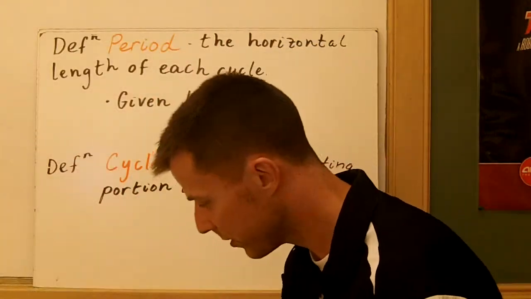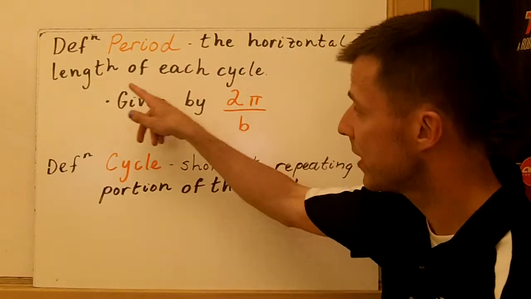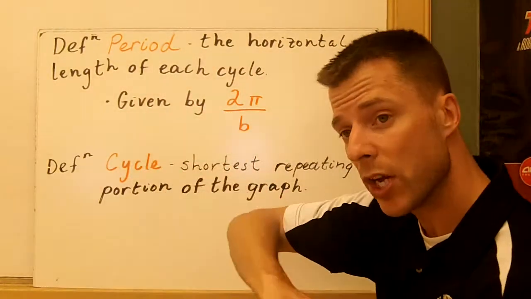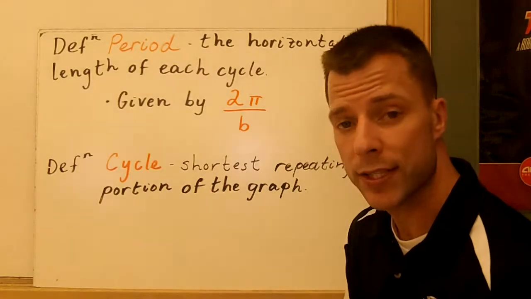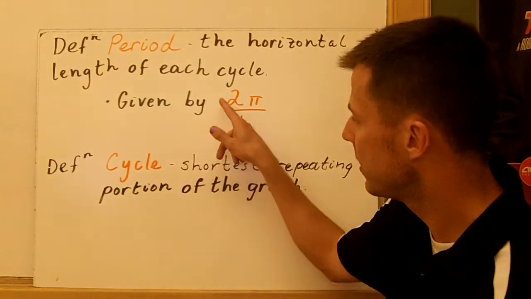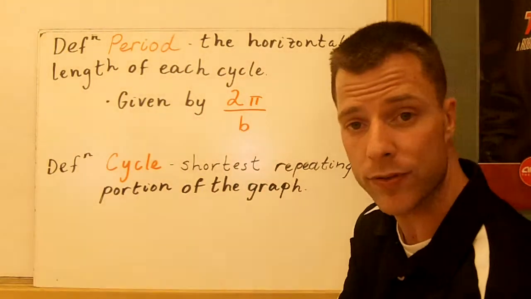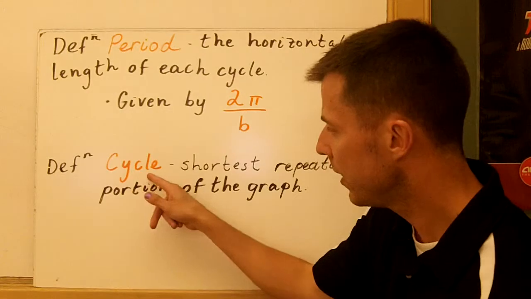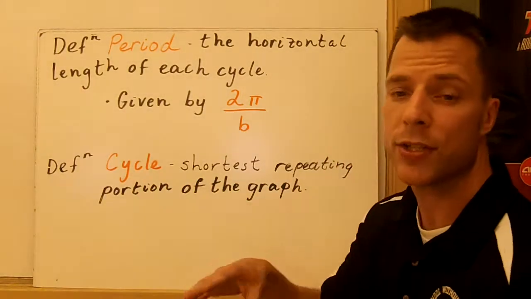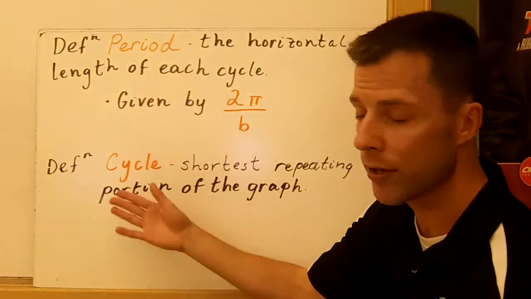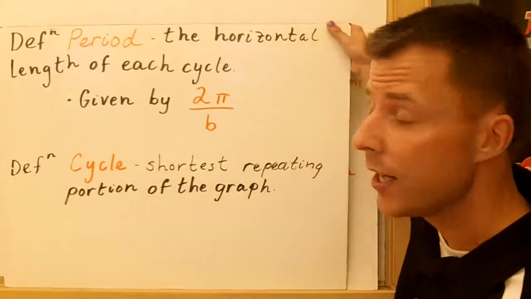Two more definitions. What is the period? A period is a length, okay? It's the horizontal length of each cycle. So if you tell me, hey, this is a cycle, and I say, well, what's the length of the cycle? That's the period. It's found by taking 2 pi divided by B. 2 pi divided by the number of cycles. And again, the cycle is the shortest repeating portion of the graph. And so let's look at an example where we have to find the period and the cycle visually, so this can help us understand period and cycles.